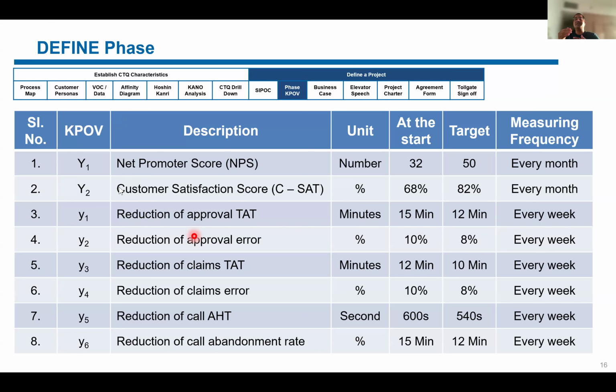And the small Ys, which is Y1 to Y6, which we showed in the critical to quality drill down exercise. These are the improvements that we are trying to bring in for each of these parameters, which will have an impact on Y1 and Y2.